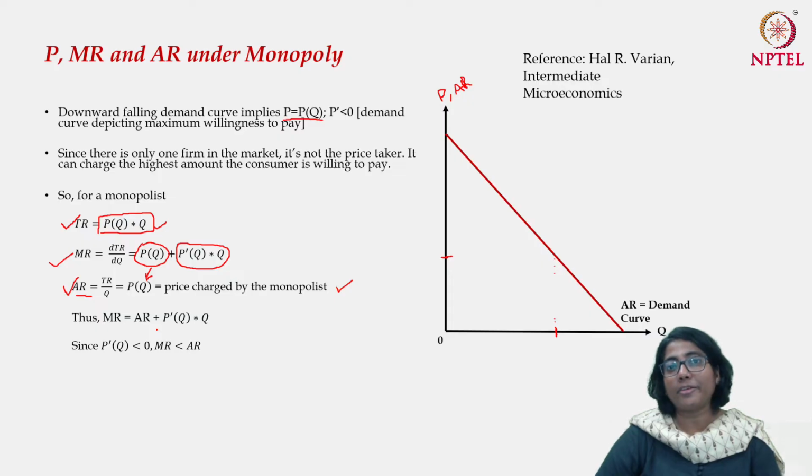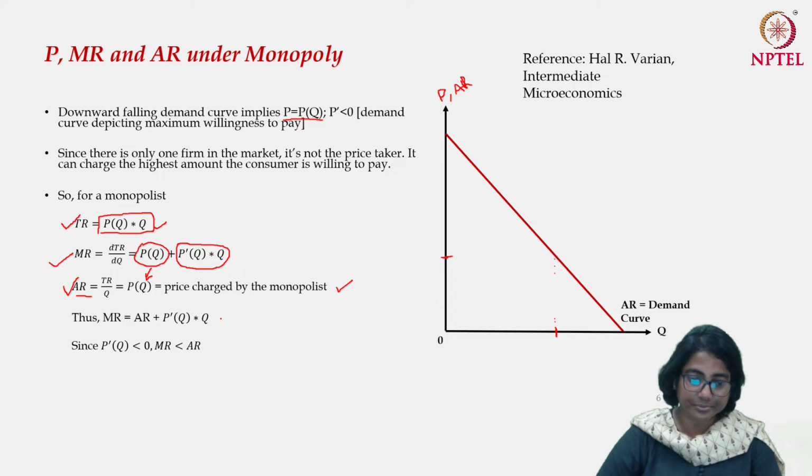Now in the case of a perfectly competitive market, we saw that the marginal revenue was equal to the average revenue, which was equal to the price, and everything was being determined from outside the market. Here we see that there is a departure, a difference between the marginal revenue and the average revenue. Now which is bigger: is the marginal revenue higher than the average revenue, or is the average revenue higher than the marginal revenue?